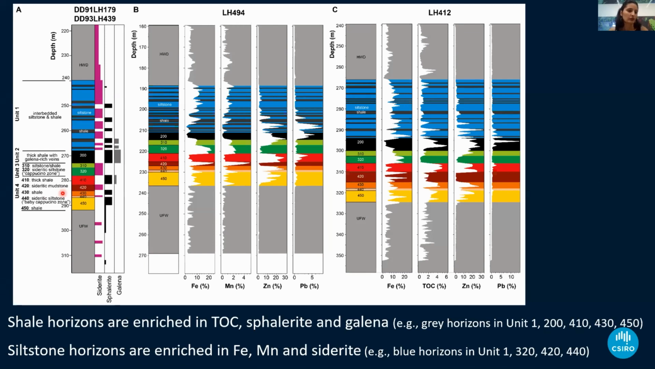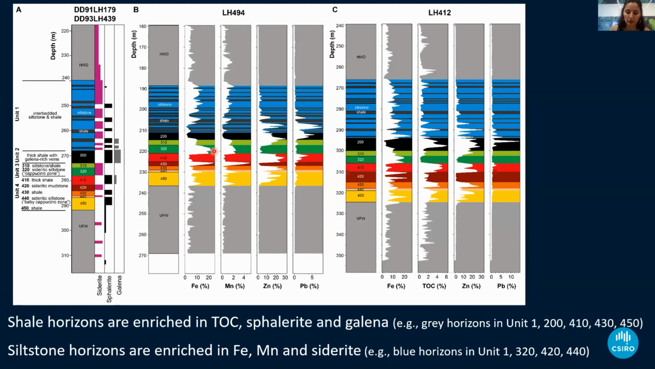Century is subdivided into 4 units. What I want to show on this particular slide is that there is a very strong siltstone-shale alternation throughout the ore body that has been intercepted by 2 different drill cores. The key aspect here is that the shale horizon, as shown here in the 200 black unit, is enriched in zinc, in lead, but also in total organic carbon content. The siltstone horizons, however, are unmineralized, and they are enriched in iron and manganese.